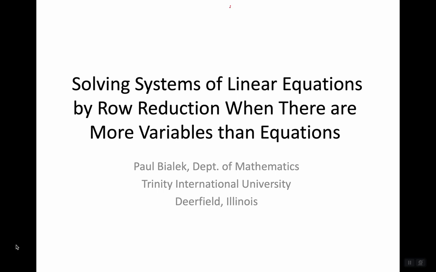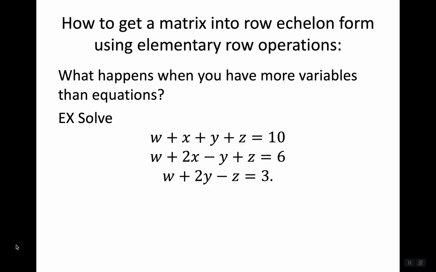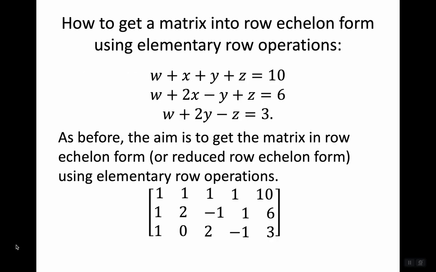Let's talk about solving systems of linear equations by row reduction when there are more variables than equations. What happens when you have more variables than equations? For example, let's solve w plus x plus y plus z equals 10, w plus 2x minus y plus z equals 6, and w plus 2y minus z equals 3.